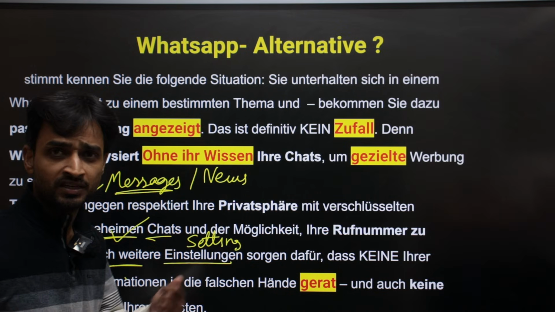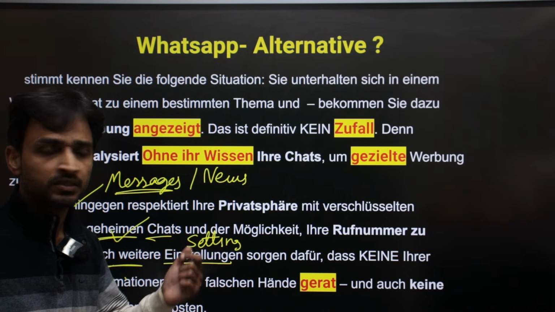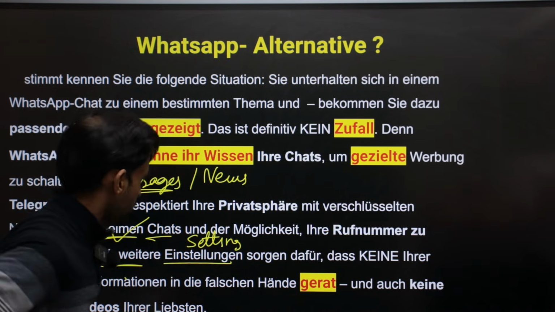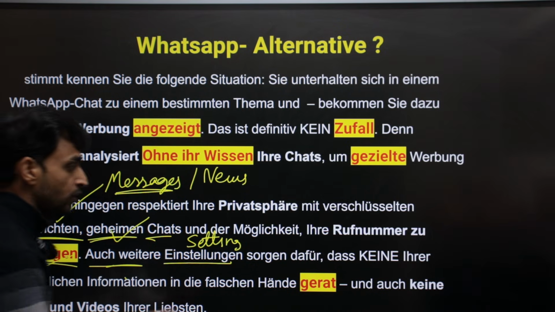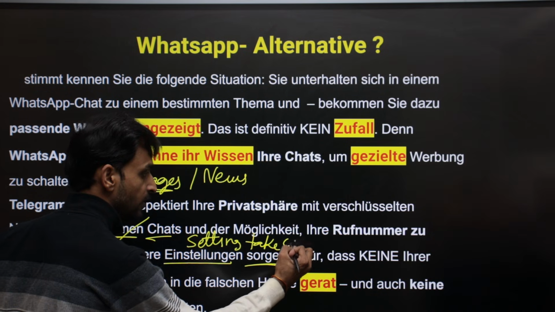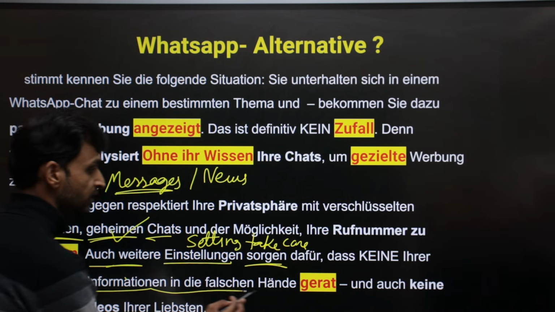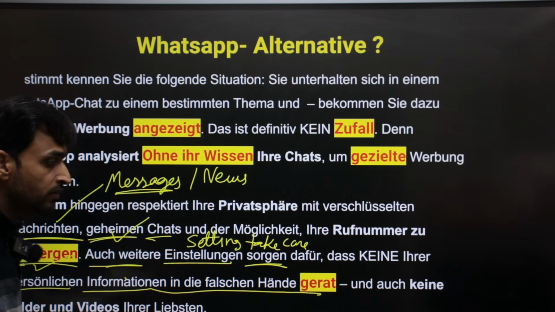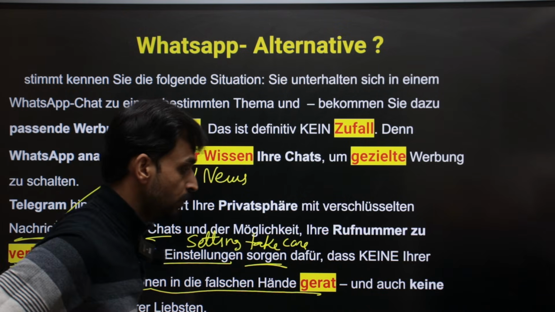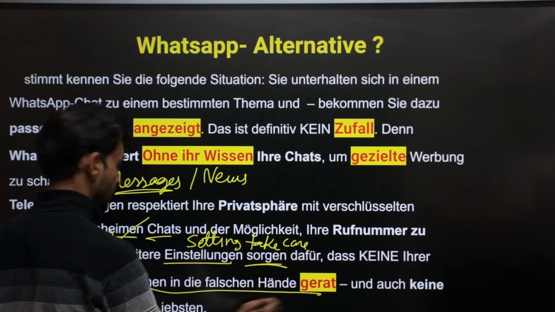Okay, in WhatsApp we have settings, personal settings, some other settings. In Telegram we also get settings. It's an application. Weitere Einstellungen sorgen dafür. And other settings take care. Sorgen means take care. Dass keine ihrer persönlichen Informationen in die falschen Hände gerät. That none of your personal information should go into the wrong hands.